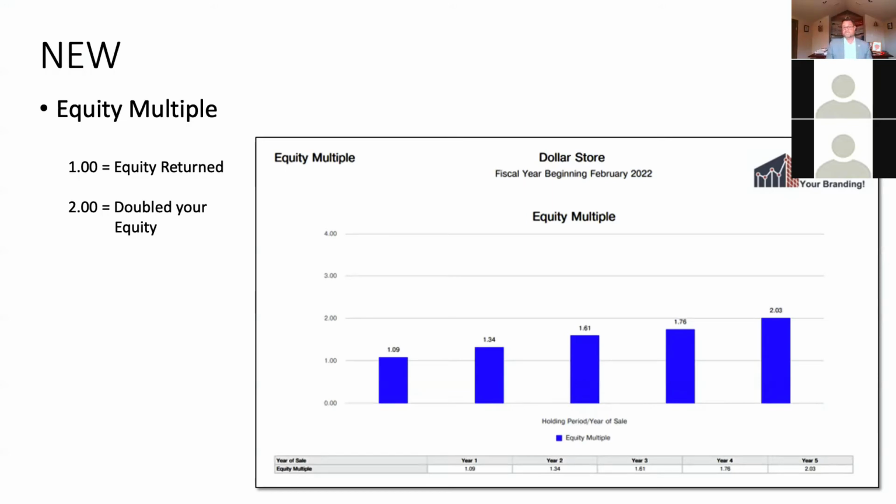And in this case, you see, I did an analysis, say if I owned this property for 5 years, I would have a 2.03, or a 2 times equity multiple, meaning over that 5-year period, if I sell the property at the end of the 5 years, I've doubled my money. What easier way to explain to a client than that, in my opinion?